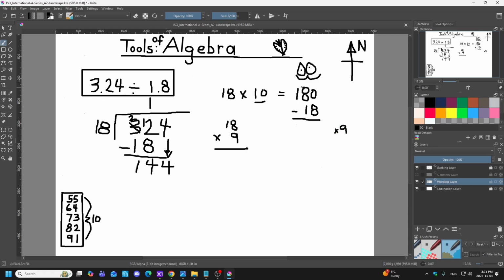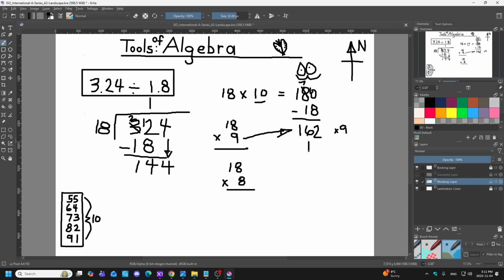So I'm going to borrow. Turns our 8 into a 7. Our 0 becomes a 10. 10 take away 8 is 2. 7 take away 1 is 6. Bring down the 1. We have 162. 162 is still greater than 144. Well, we could also go 18 times 8 to get that answer again. You could work this out here and you will get this answer.